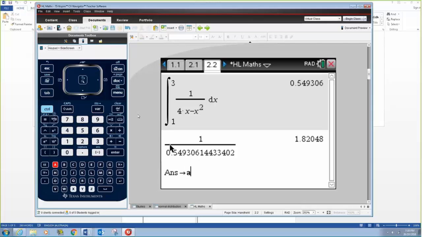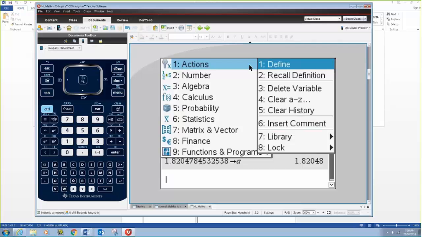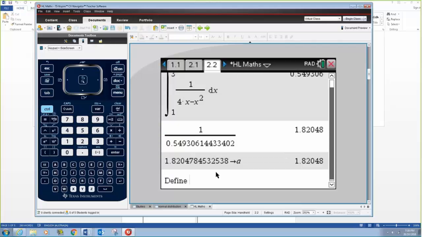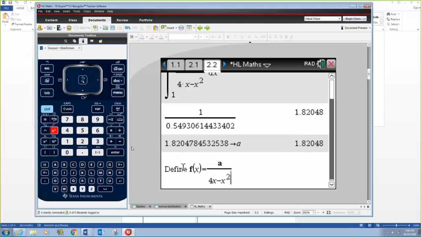Because I already have done that, it comes up bold, but that's the value of a stored. Now that the value of a is stored, we can define our function, and that's a big advantage of defining it. As I said, I have already done that, but if I define the function, then I can use this function later. I would put my value a here, which comes up bold because I already stored this value, and then x squared here. So it's done.